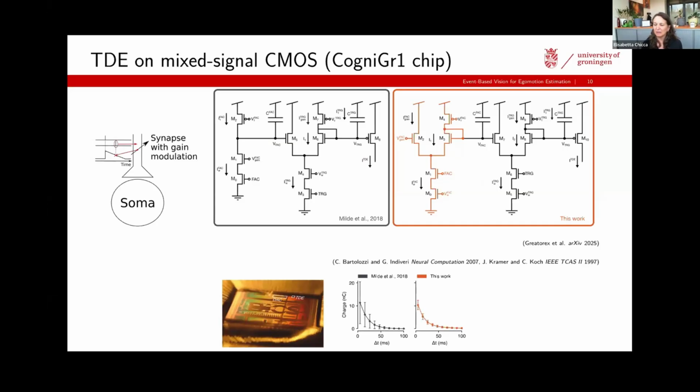We already did some investigation of the behavior of the circuit, and one important outcome was, for example, that device mismatch, which is a problem affecting some neuromorphic systems, was strongly reduced by this new implementation.